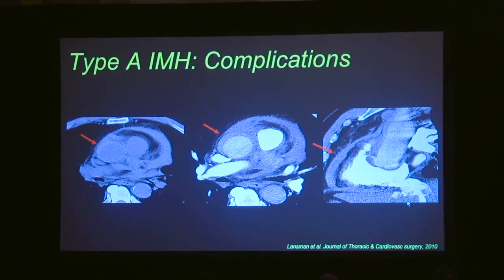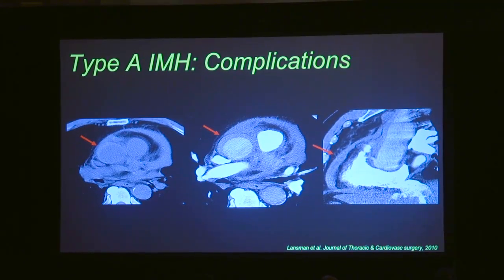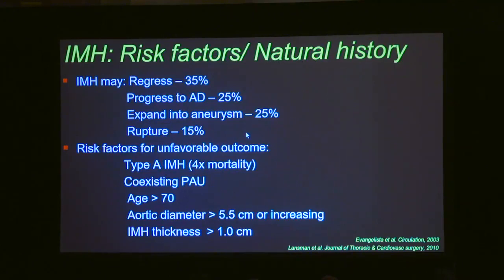The complications of IMH are exactly similar to dissections. That's why they're treated the same. This is an example of a hemopericardium and a tamponade being the big problem there. And the natural history of IMH: 35% may actually regress, 25% progress, and then some may expand into aneurysm and some may rupture. Risk factors are as listed below: type A or associated type A IMH, coexisting penetrating atherosclerotic ulcers, older age, and increased size.